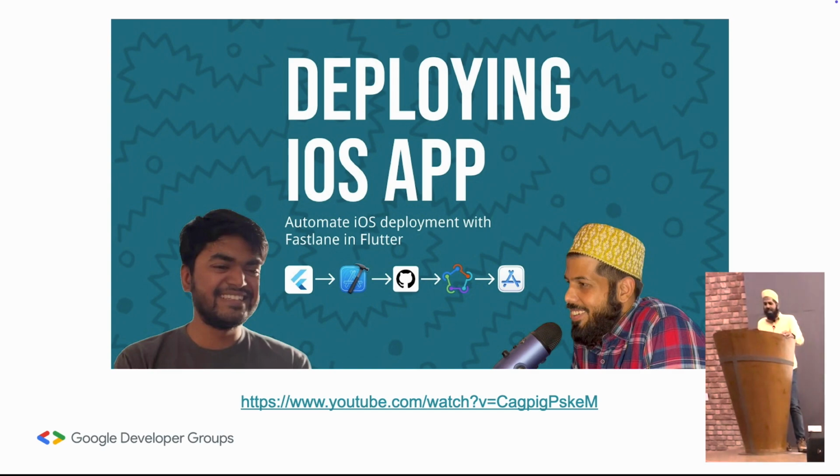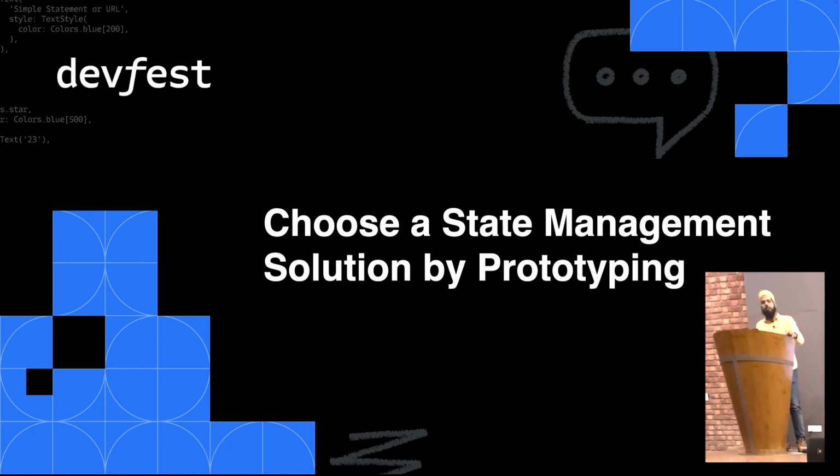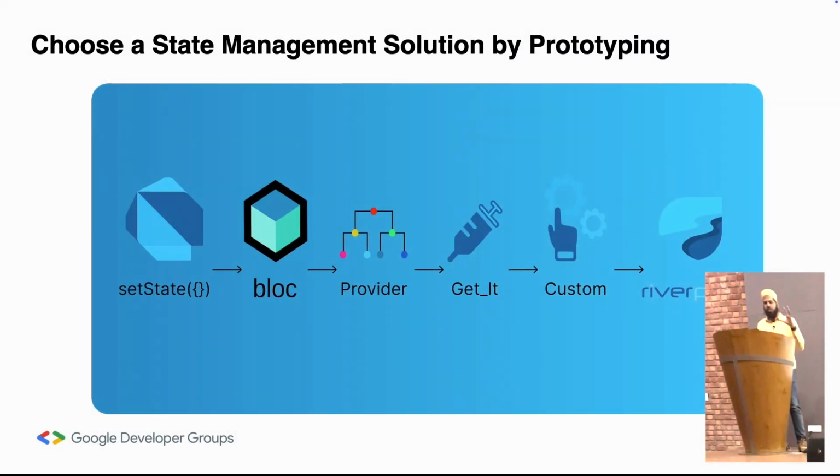So yeah, and then the second part is choosing a state management solution. And you have to be a little bit in the prototyping stage. For example, I started my journey with setState, then I went to Bloc, then I used Provider, then I used GetIt, then I used a custom-made solution, and I finally used Riverpod.